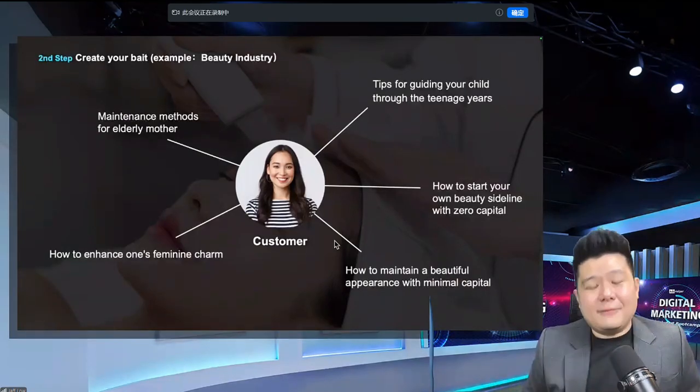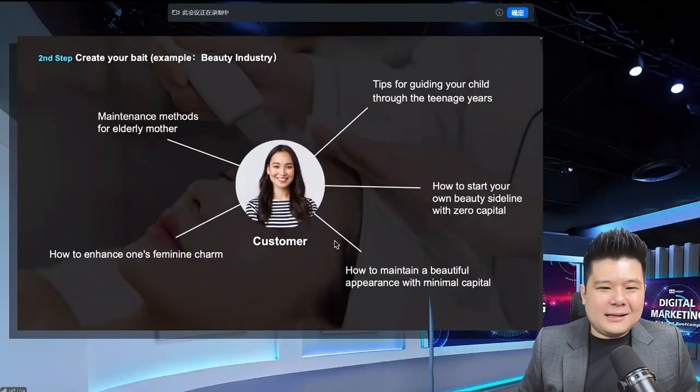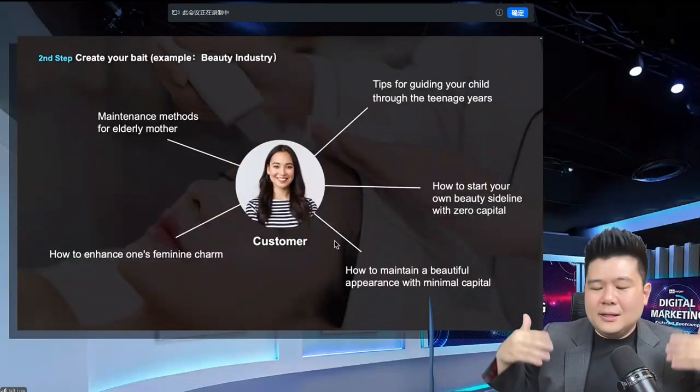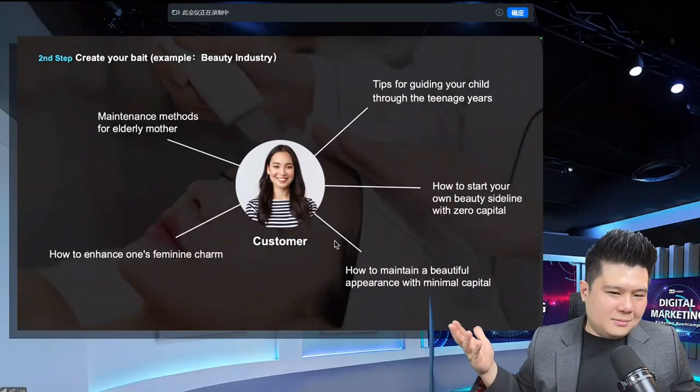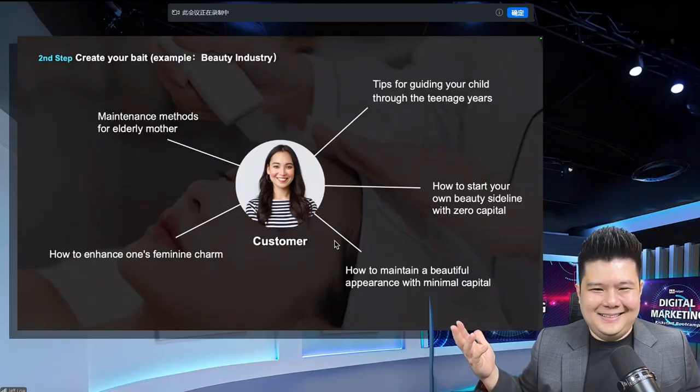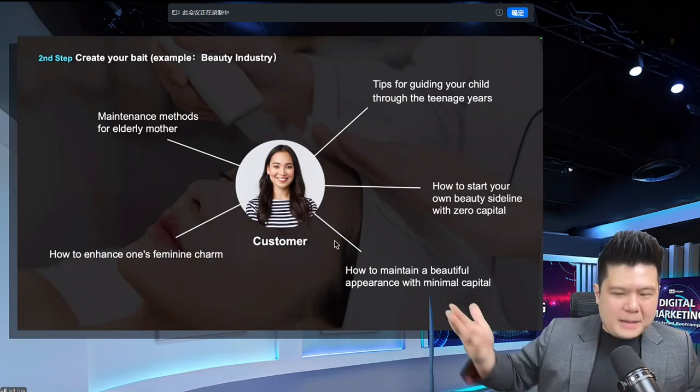If you don't help them take care of the child, if you don't give them this kind of tips, you cannot attract their attention. If they give you no attention, then you have no chance to sell them the beauty products. How many of you felt like this? Yeah, this is so true. Haha.